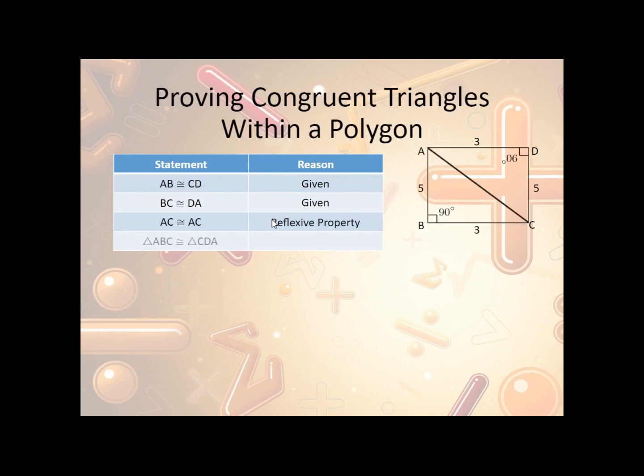Now we can say that the triangles are congruent. Triangle ABC is congruent to triangle CDA, and we know that because of the side side side theorem, because we've proven all 3 sides are congruent.